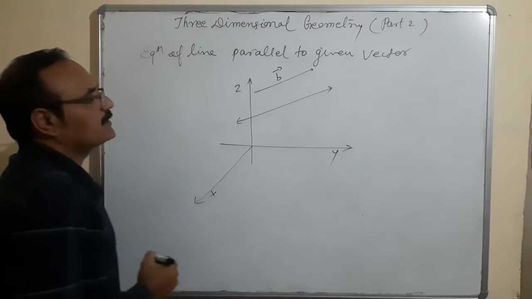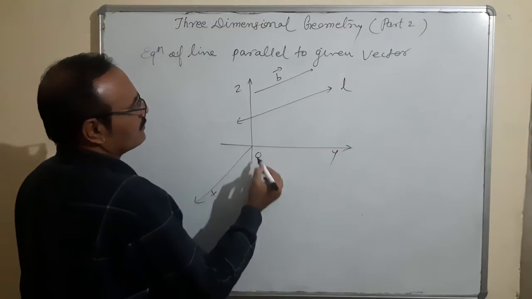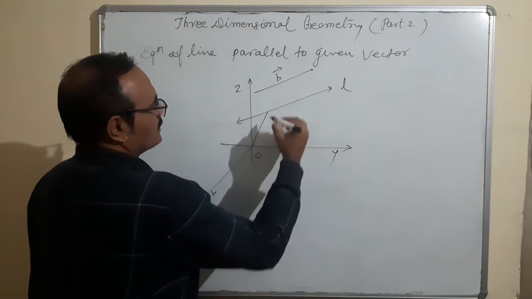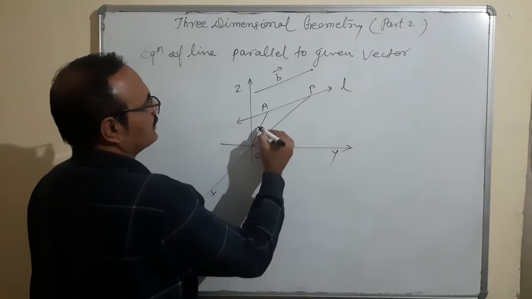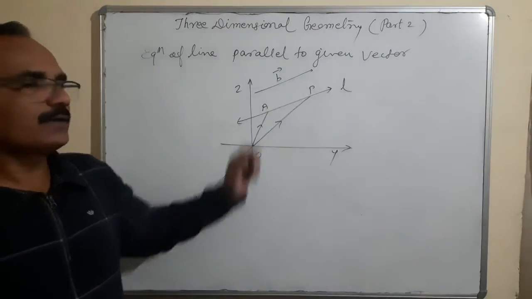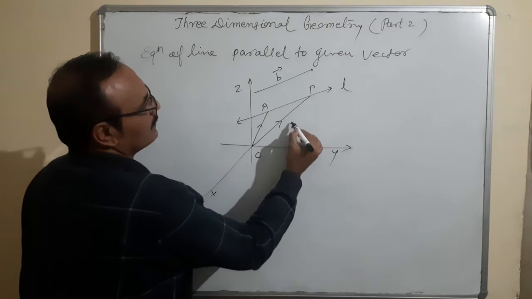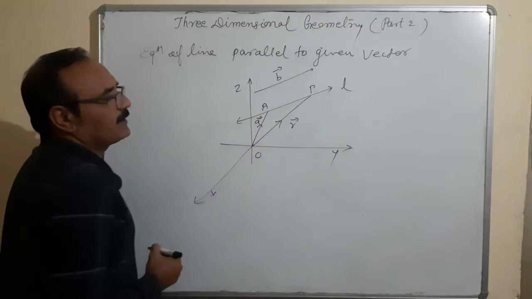Let the vector be b. This line is parallel to the vector b. Let the line be L. Suppose there's a point here as A, and this is P. This point is A and that point is P. Okay, I will consider the position vector of point P to be vector r, and the position vector of point A to be vector a. Is it okay?